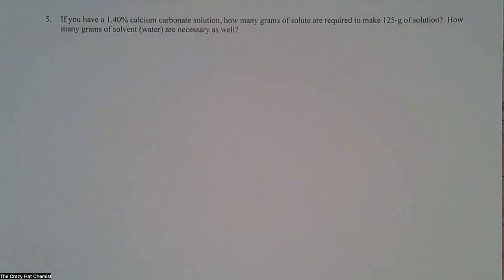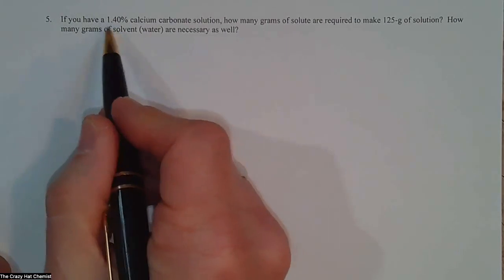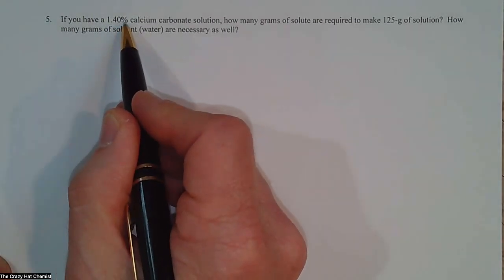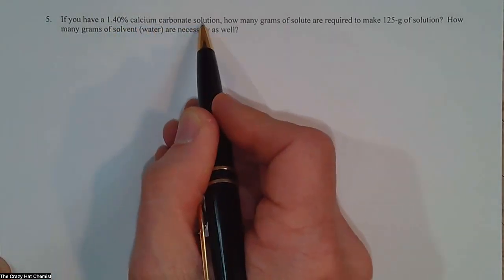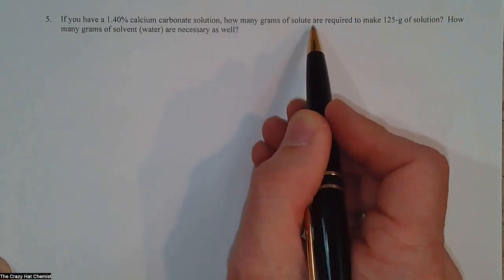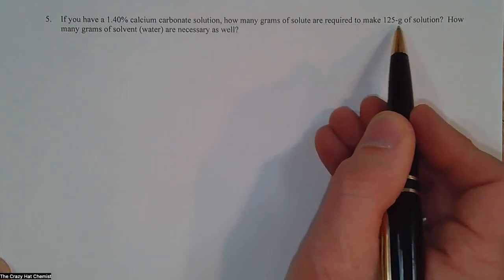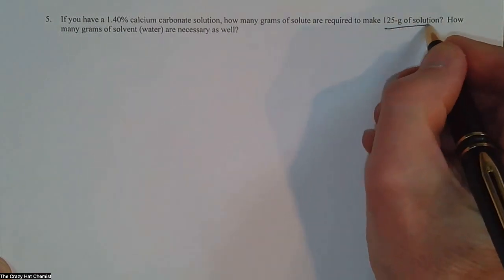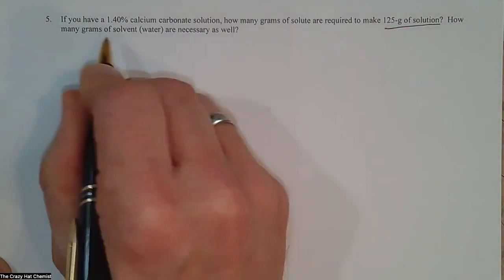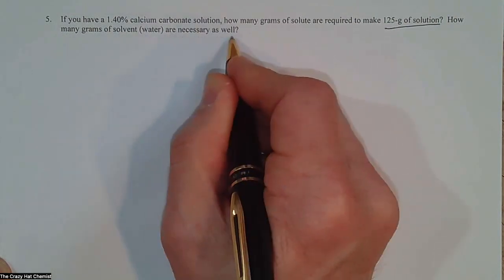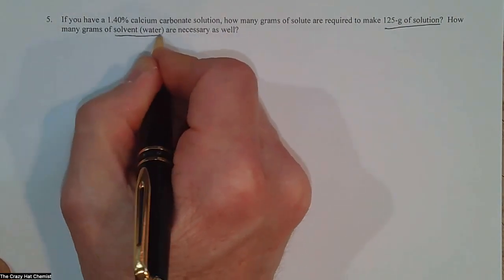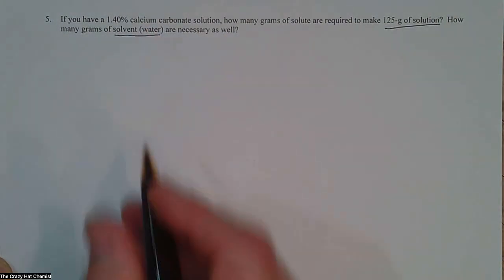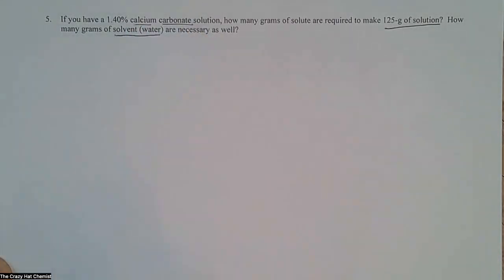For problem number 5, it says if you have a 1.40% calcium carbonate solution, how many grams of solute are required to make 125 grams of solution? So it says 125 grams of solution. How many grams of solvent, that is water, is necessary? So you're given the water as the solvent. You have calcium carbonate.